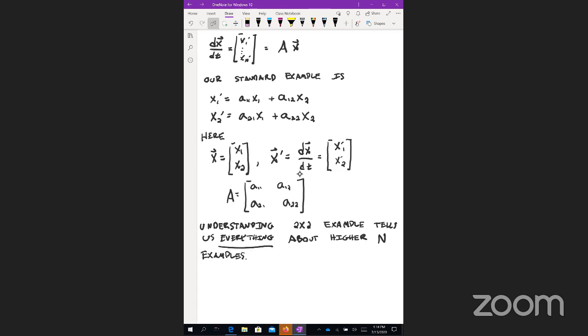And in addition to that, it's going to tell us a huge amount of information about the local behavior of the solutions. So we're going to start by really understanding this 2x2 example. That's going to tell us everything about higher order examples, but it's also going to tell us everything about the equilibrium behavior of nonlinear autonomous equations.